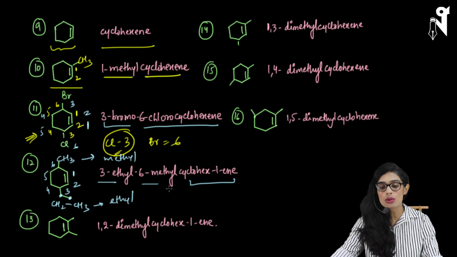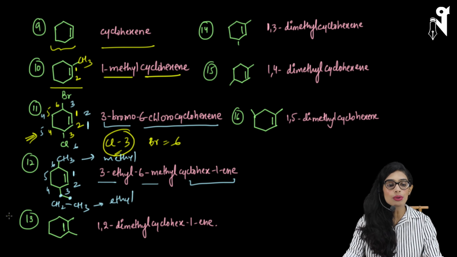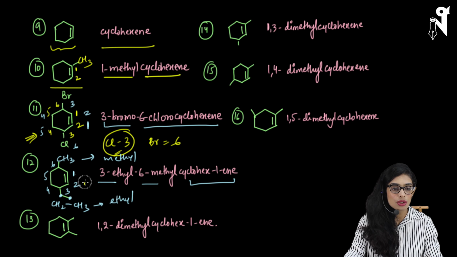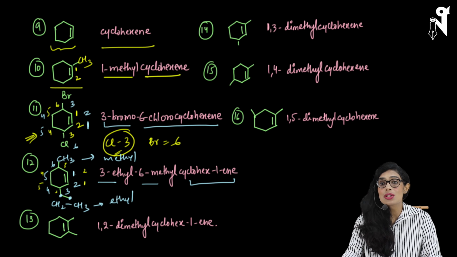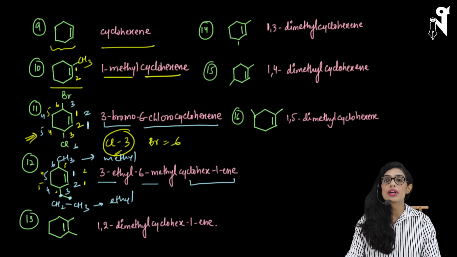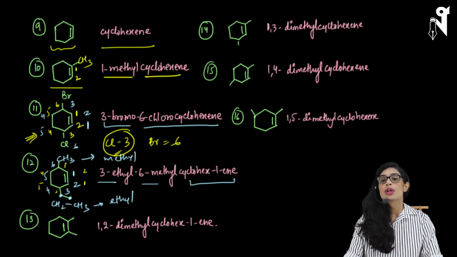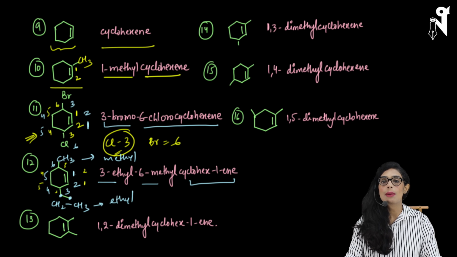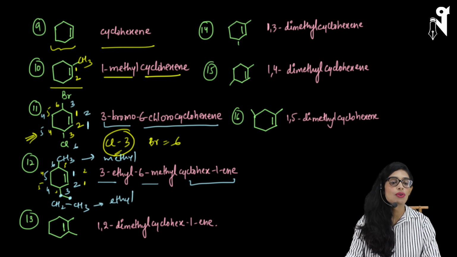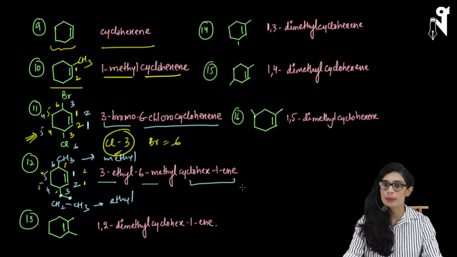There could be another way also, but that would violate the rule. If I start numbering from here, 1, 2, 3, 4, 5, 6, in this case my methyl will get position 3, whereas ethyl will get position 6, and this is not the right rule. We have to try giving the lower position to the alphabetically first substituent, along with the double bond carbons as positions 1 and 2. So we will be following the blue way of numbering, and the name will be 3-ethyl-6-methylcyclohexene.